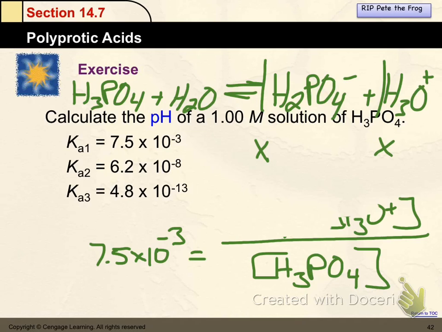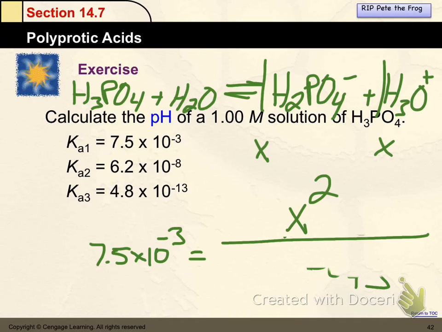So let me just erase these guys. I know you guys can't erase, you just have to rewrite it. Sorry. So this is x squared. And then the stuff in the denominator obviously goes out to be 1.0 minus x. Okay, so I'm forgoing the ice table just for brevity's sake. I don't require you to do that by any stretch of the imagination. I think ice tables are great. So 1 minus x on the bottom.